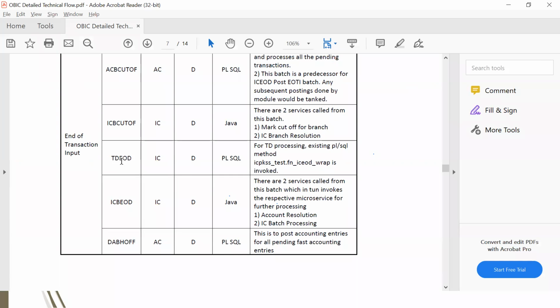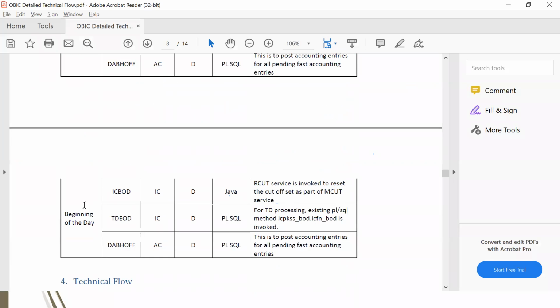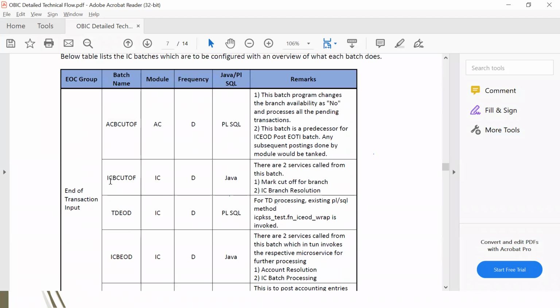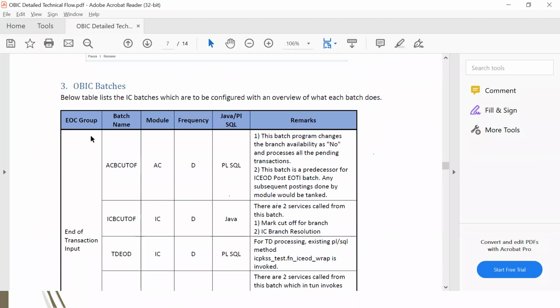This TD EOD is for the TD processing. So here the cutoff is there, no? That is the first job. Then you have the EOD and the BOD. Cutoff. No separate scheduler or anything, just in FCUBS itself. The scheduler is actually common. First time it will be called from the scheduler. The first call to the job will be from the scheduler.